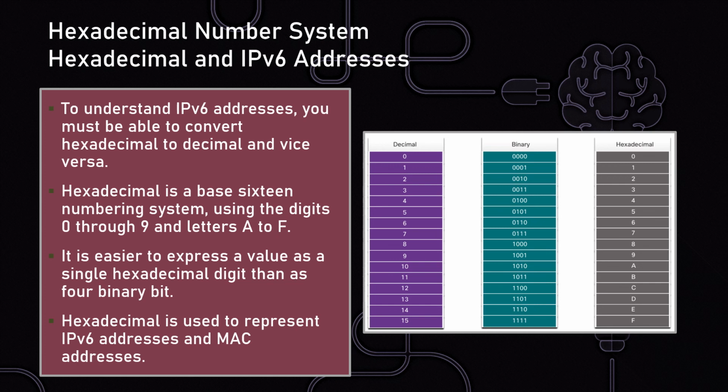So in hexadecimal, instead of using the number 10, we'll use the letter A. 11 becomes B, 12 becomes C, and so on. This is just for cleanliness' sake. It's easier to write it as a single character, so that's why we do it. Hexadecimal is used to represent IPv6 addresses and what we call MAC addresses, media access control addresses.